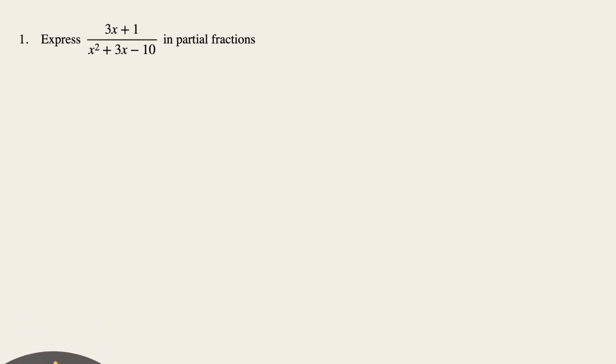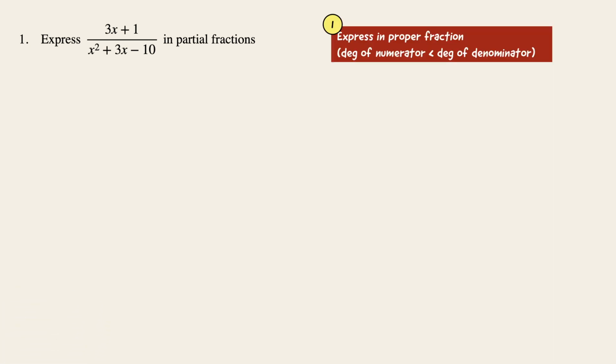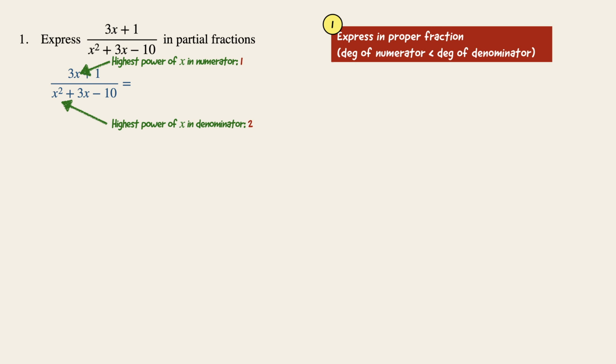Hello everyone, we are going to split this expression into its partial fractions today. So here's step number 1, make sure the fraction is a proper fraction. Now in layman terms, what it means is that the highest power of x in the numerator should always be less than the highest power of x in the denominator.